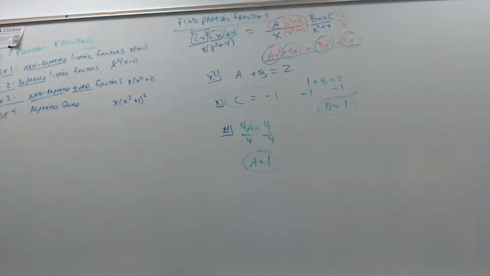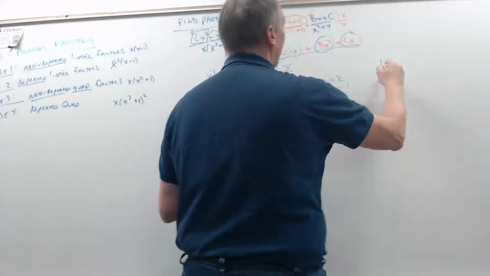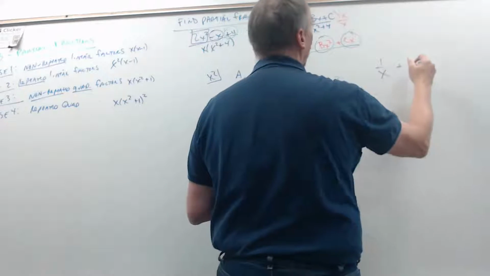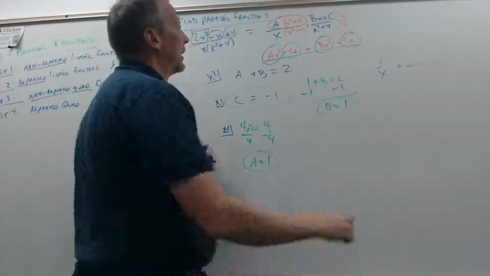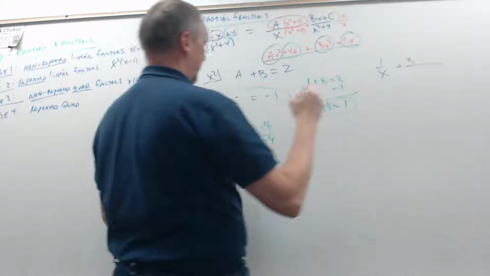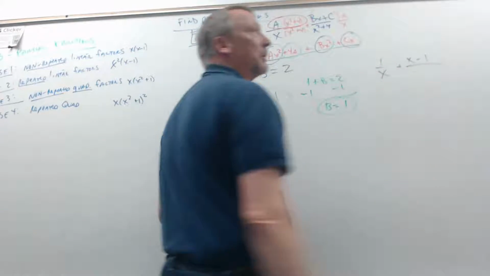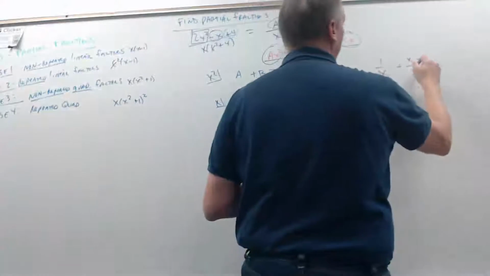Kelly, take us away. Don't trip at the finish line. Okay, so it's gonna be 1 over x plus (x plus -1) over x squared plus 4. We could write that as x minus 1, right? Yes, x minus 1 over x squared plus 4.